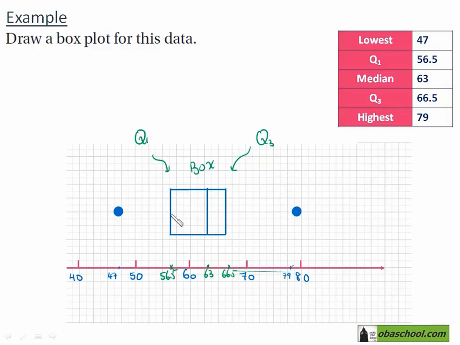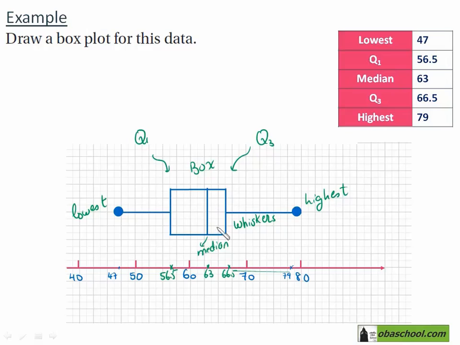Now the next step is to connect the dot to the edge of the box horizontally in a straight line. So I'm going to connect them right now. And this is basically how you connect the lowest and the highest value to Q1 and Q3 respectively. These are called the whiskers. So this is a box and whisker plot. Again, in the middle is the median. On the left side is the lowest, and on the right side is the highest value, connected by whiskers to the box that contains Q1 and Q3.